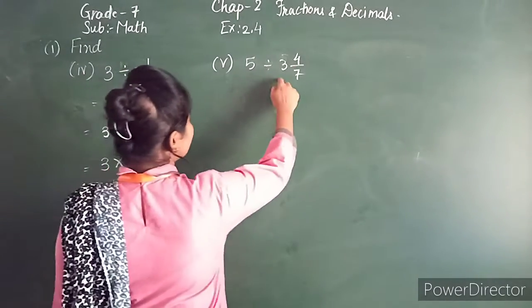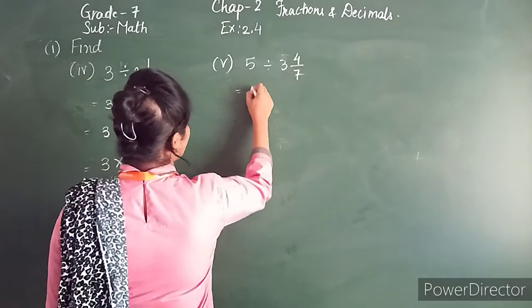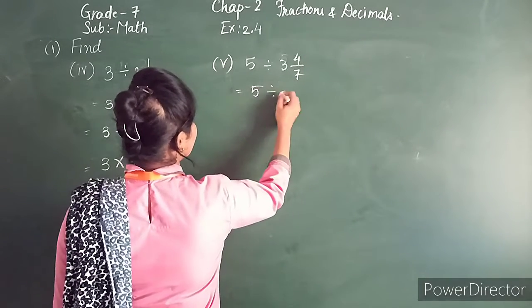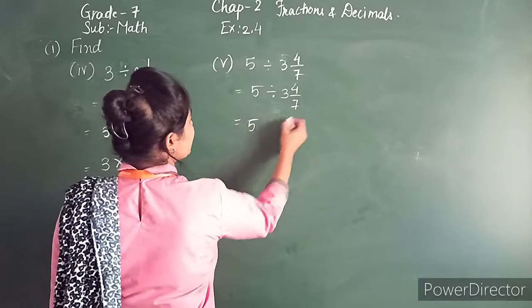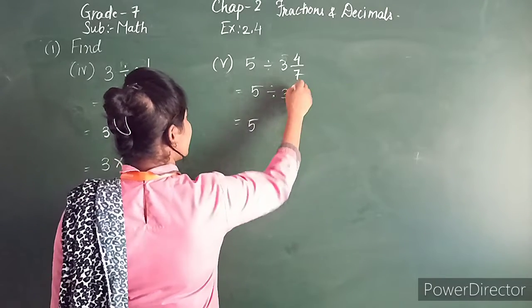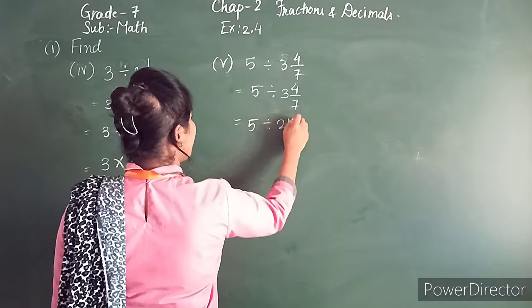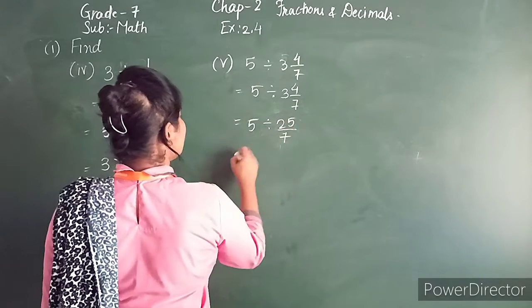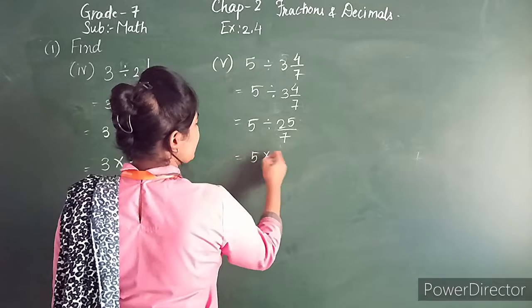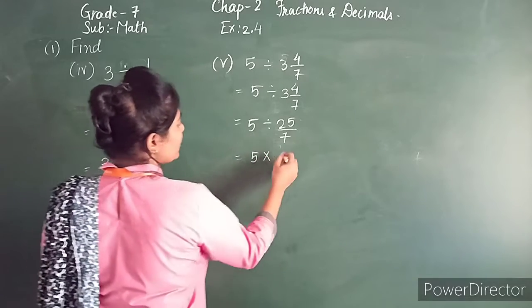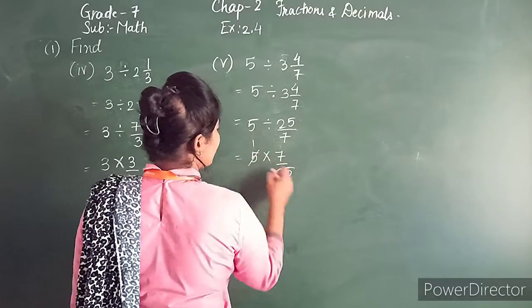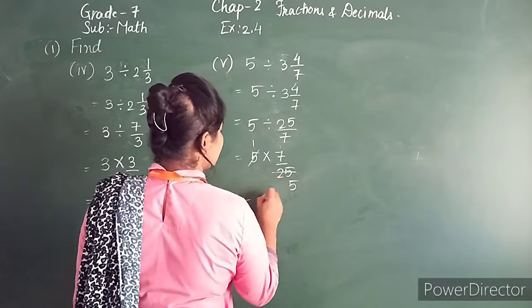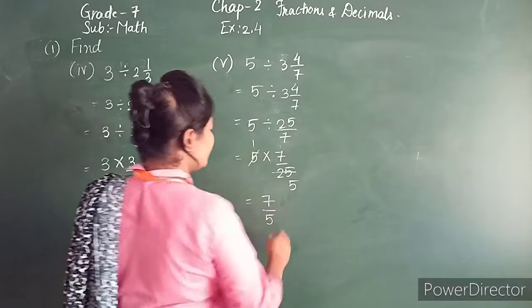Now 5 divided by 3 4 by 7. So here 5 divided by 3 4 by 7. So here 3 sevens are 21, 21 plus 4 it is 25. 25 upon 7. So now here we change the sign. So here we have to write the reciprocal. So 5 ones are 5, 5 fives are 25. So the answer is 7 upon 5.